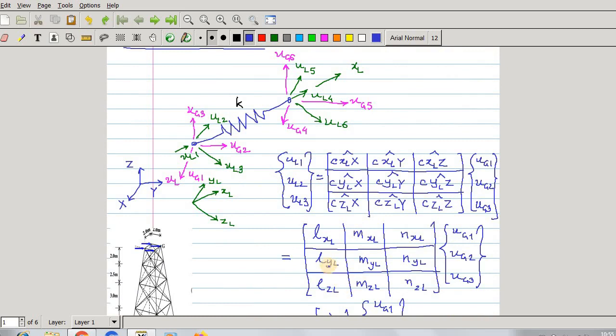So you can take YL, ZL here, or you can rotate it about XL to some other position. Then also you can get some LYL, MYL, NYL. So these are not unique. This depends on where you take YL, ZL, which are perpendicular to XL, but where. So this you can find out, but this you cannot find out in a unique way.